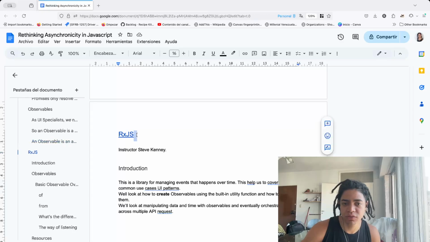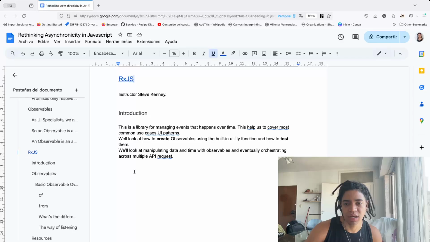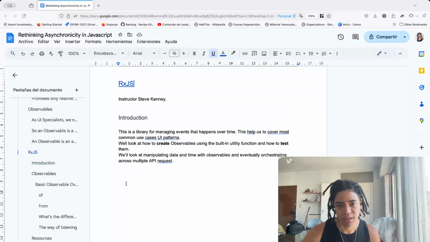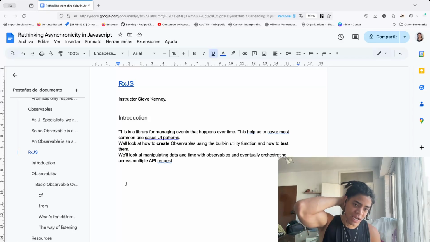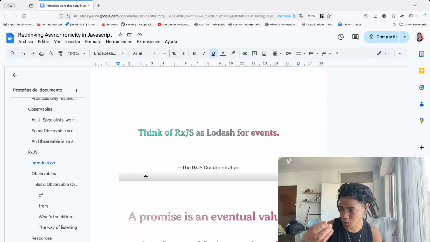And that's why we focus our attention on RxJS, which is made by Steve Kinney. And here Steve Kinney is trying to have a more practical approach, because here we're going to see how we can create observables, how we can test that, how we can look to manipulate data in time with observables, and eventually orchestrating across multiple APIs. From the programming perspective, think of RxJS as Lodash for events.